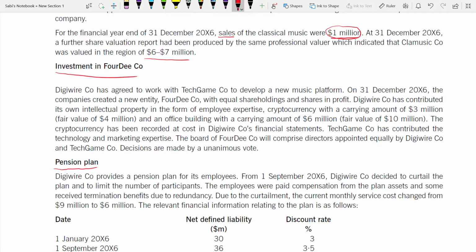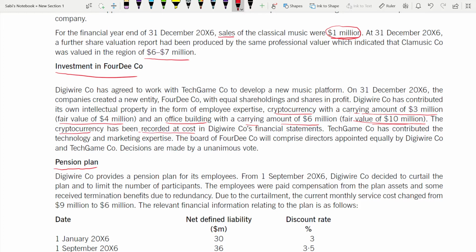DGY has contributed its own intellectual property in the form of employee expertise, cryptocurrencies with a carrying amount of 3 million and fair value of 4 million. So what is it? Wherever numbers are there, underline the number. Okay, and an office building with a carrying amount of 6 million and fair value of 10 million. So the cryptocurrency is recorded at cost in DGY's financial statements. It is recorded at cost.